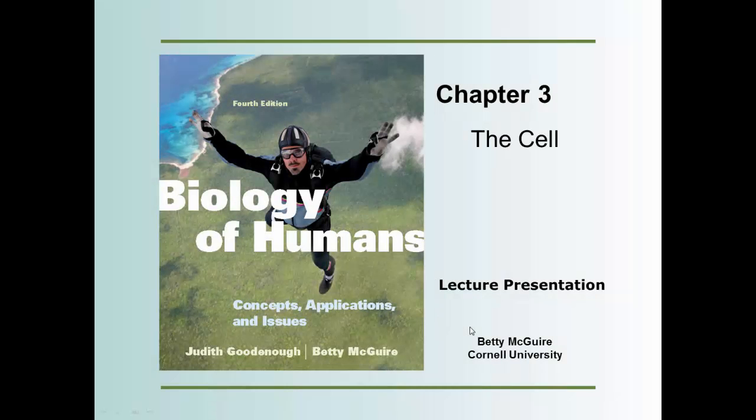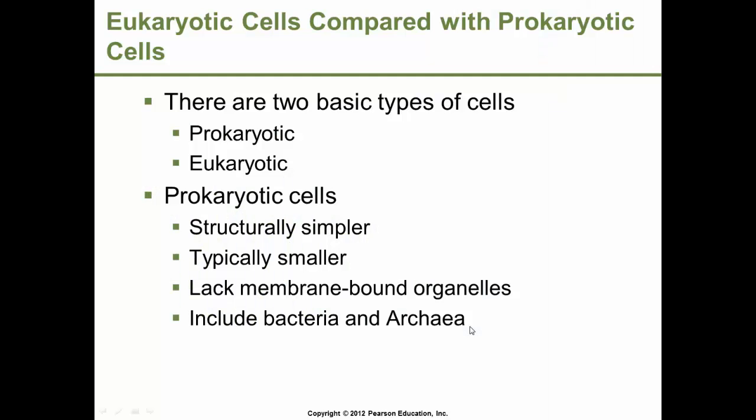Chapter 3, the cell. There are two basic types of cells, prokaryotic and eukaryotic. Prokaryotic cells include the bacteria and archaea. They're structurally simpler, typically smaller, and they lack membrane-bound organelles.